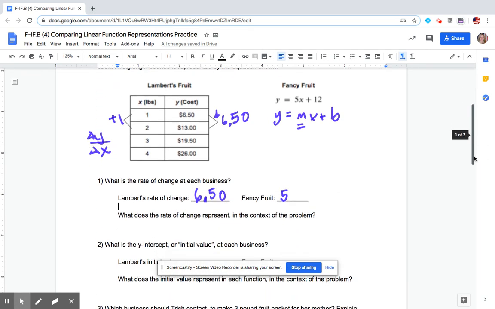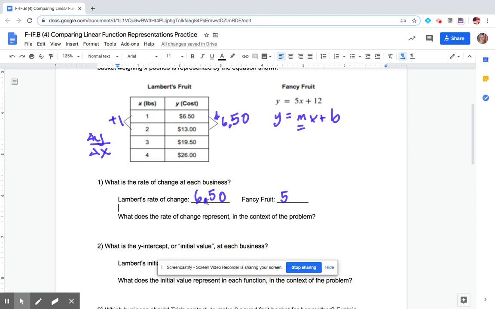Now to interpret that, what do those rates of change mean in the context of the problem? Remember, we're talking about fruit, and so Lambert's Fruit charges $6.50 per pound, whereas Fancy Fruit charges less per pound, $5 per pound.